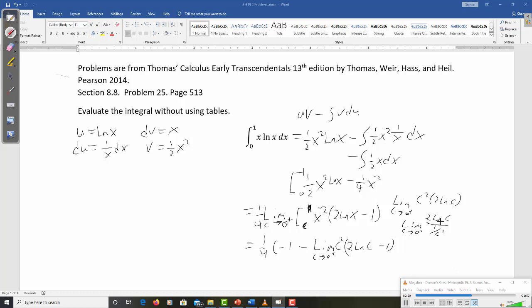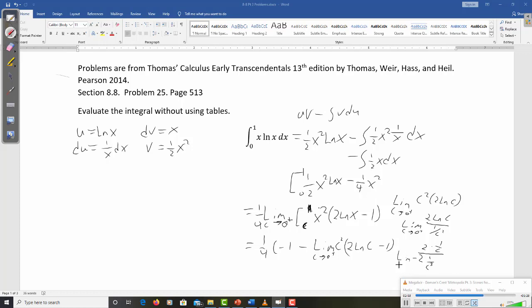Well, you can use L'Hopital's rule now because it's indeterminate. Top goes to negative infinity, bottom goes to positive infinity. You do L'Hopital's rule, you're going to get 2 times 1 over c over, let's see, c to the negative 2, you take its derivative, you get negative 2 times 1 over c cubed.